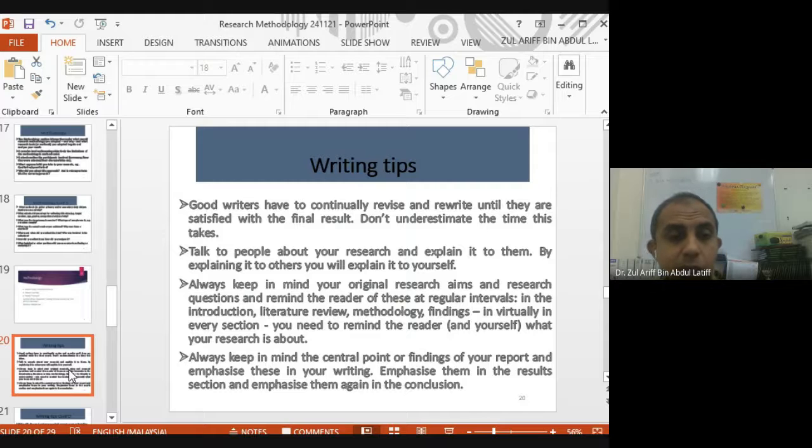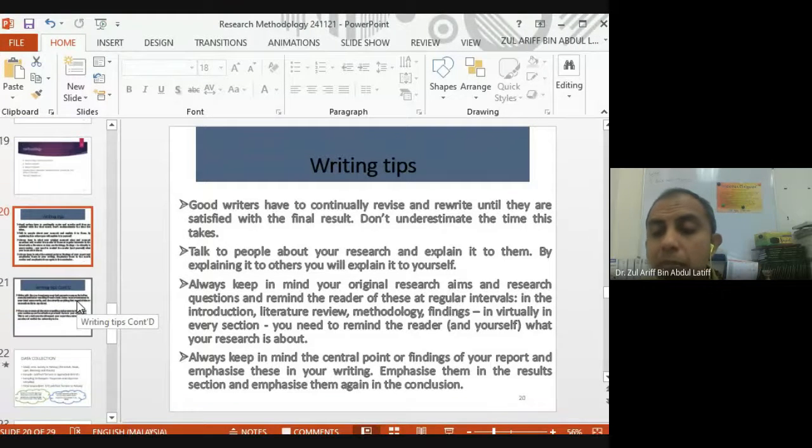Okay, these are a few writing tips. Good writers continue to revise and rewrite until they are satisfied. So you have to rewrite, recheck, make sure, and don't forget your Turnitin should be below 25. If you have 20, better. A student of mine got 11. 11 is good. Maybe some of you can get below 11, which is considered very good. So talk to people about your research and explain it to them. You have to find experts who know about the studies, and find details in journals to support your research. Always keep in mind the center point of your report's findings. Emphasize this in your writing.